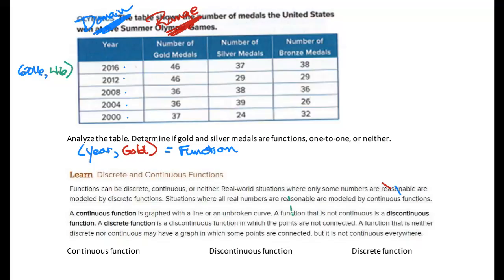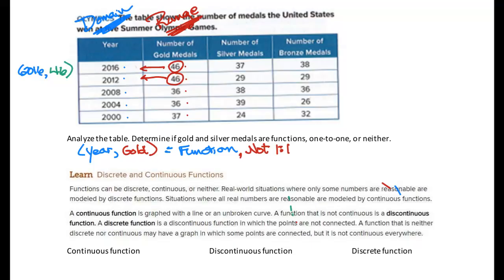Now, because it's a function, I can go on and see, is it a one-to-one function? Well, let's see. I got 46, 46, 36, 36, and 37. Is that one-to-one? No, it is not one-to-one because you have 46 going back to this year and 46 going back to a different year. So not one-to-one.